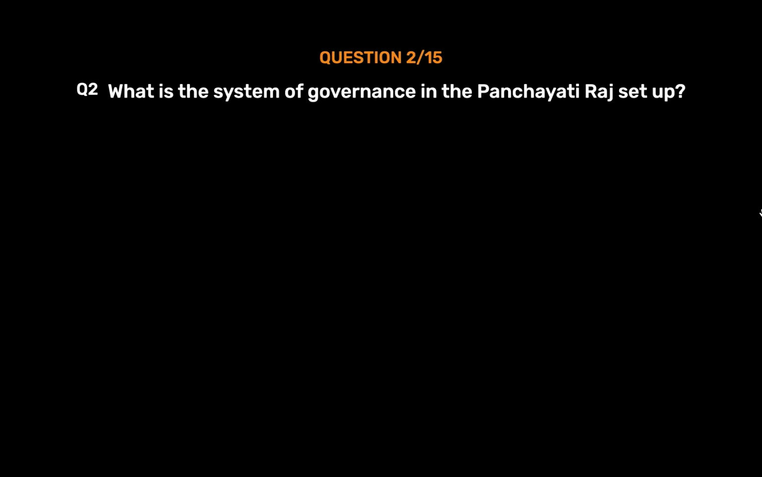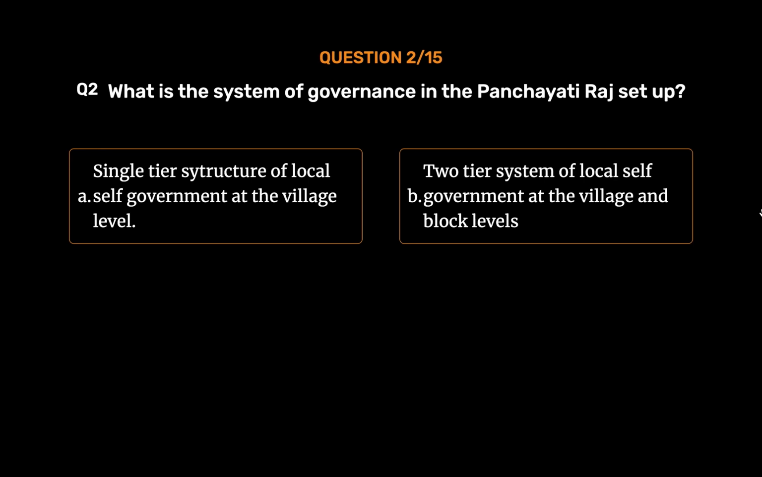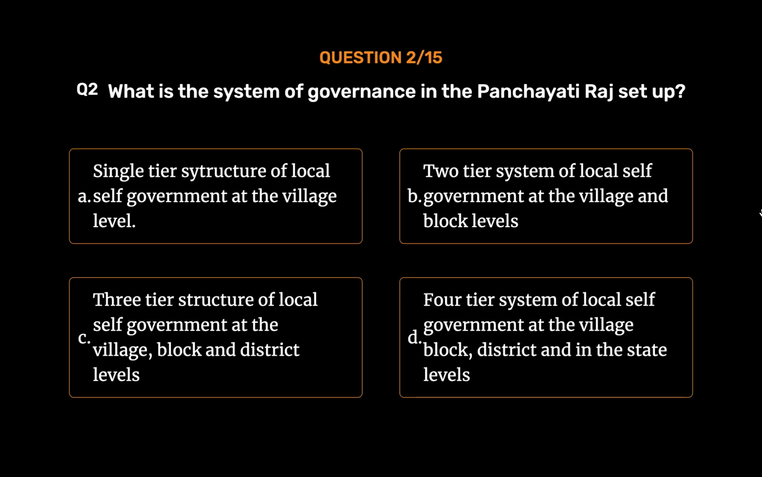Question number 2. What is the system of governance in the Panchayati Raj setup? Option A. Single-tier structure of local self-government at the village level. Option B. Two-tier system of local self-government at the village and block levels. Option C. Three-tier structure of local self-government at the village, block and district levels. Option D. Four-tier system of local self-government at the village, block, district and in the state levels.